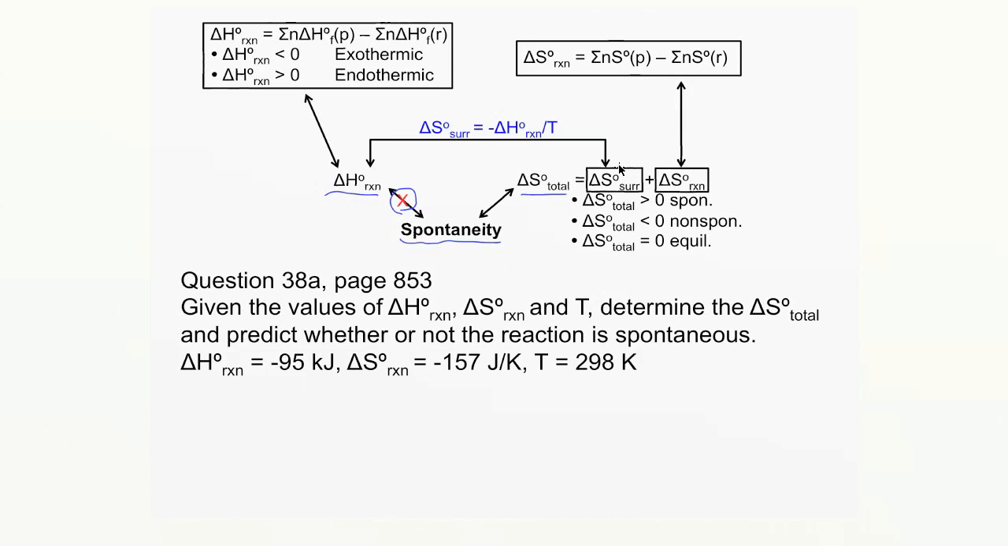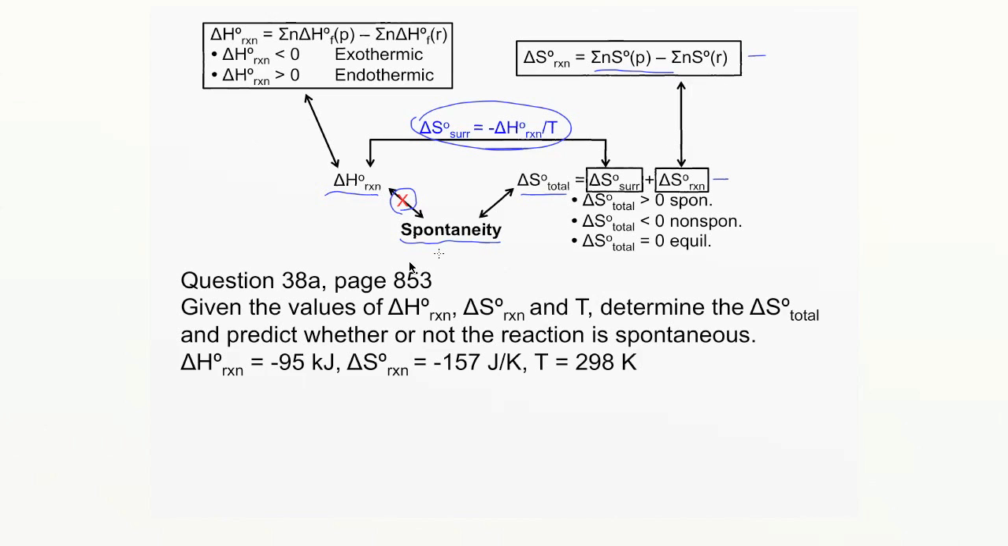For delta S surroundings, you can get this value from this equation. Okay, so negative delta H reaction over temperature. For delta S reaction, this is the equation that you need. In this video, we are going to focus on this equation and this equation. For this equation, we'll have another video to show you how we use this equation.